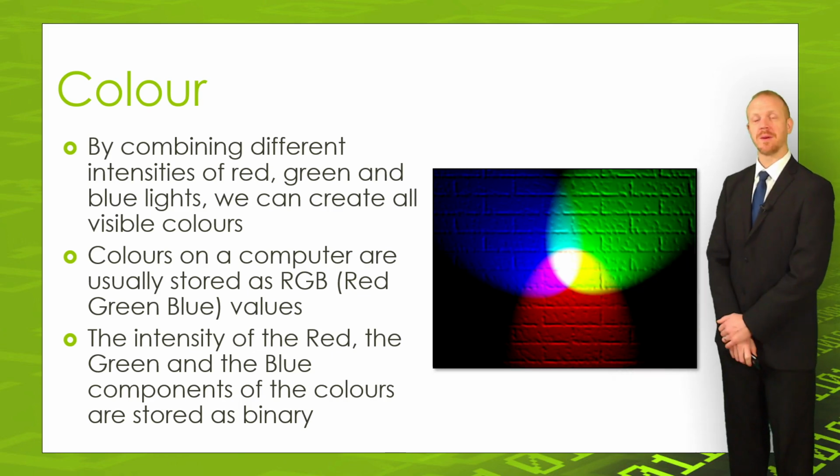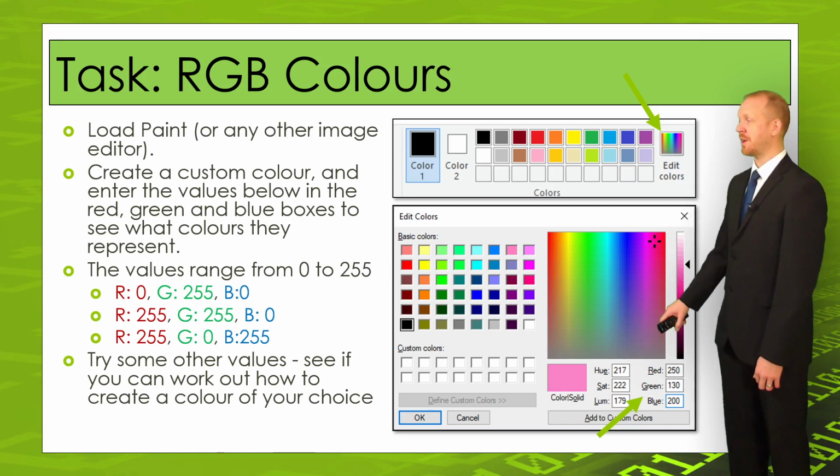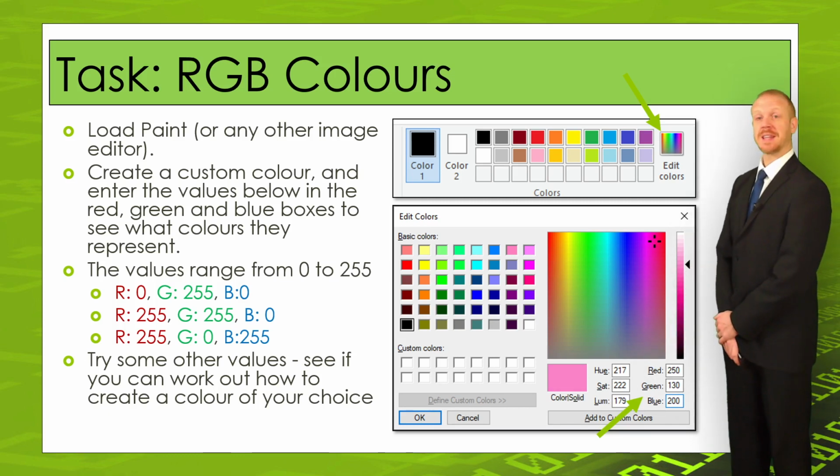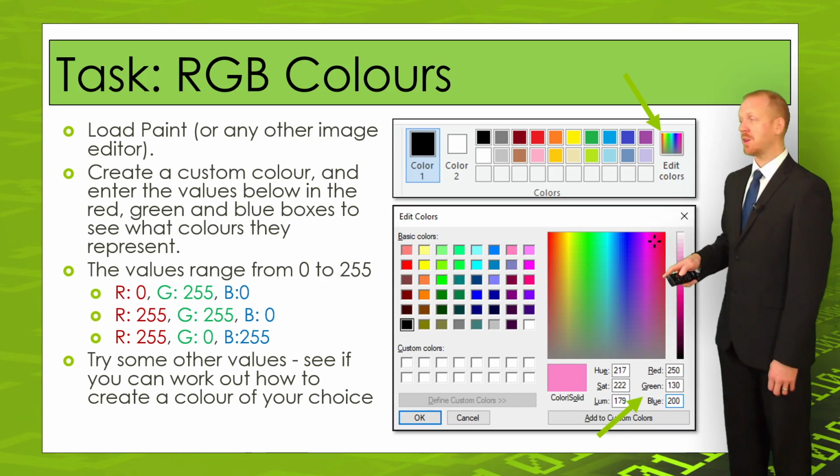We get yellow. So presumably, by mixing full red, full green and no blue, we should get yellow. Try it out, see if that's right. What happens if you put maximum red, 0 green, maximum blue? Then try some other values. See if you can get the colour you're looking for.